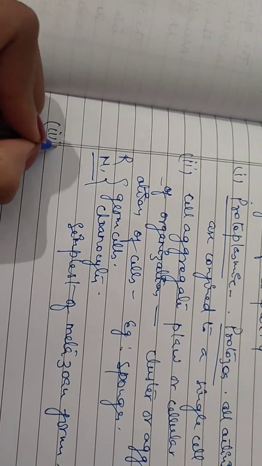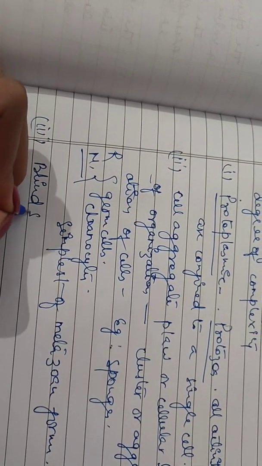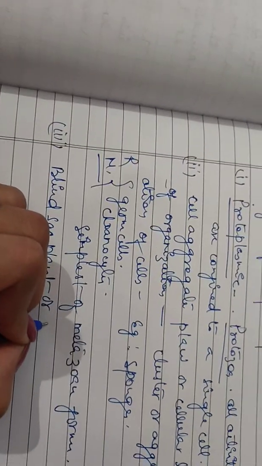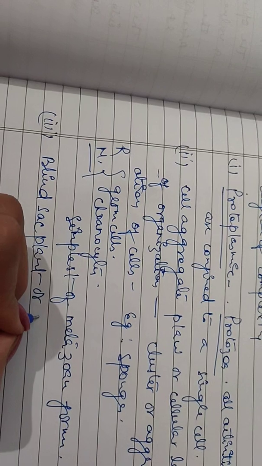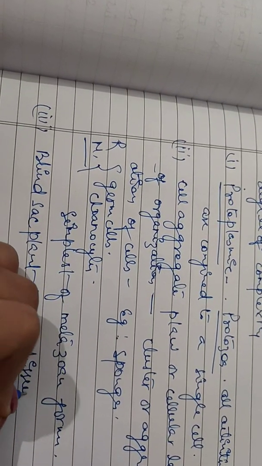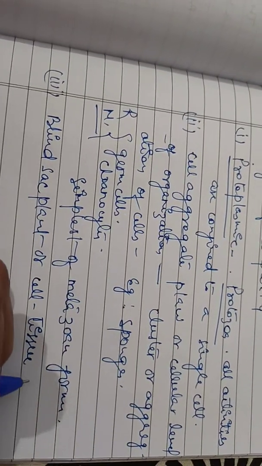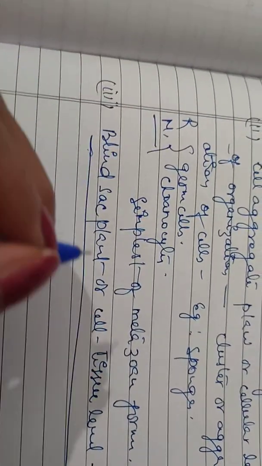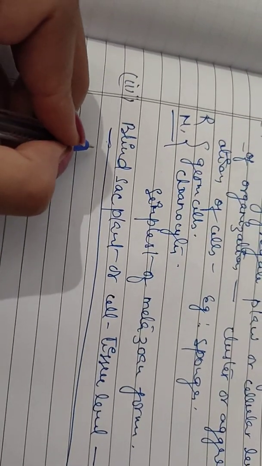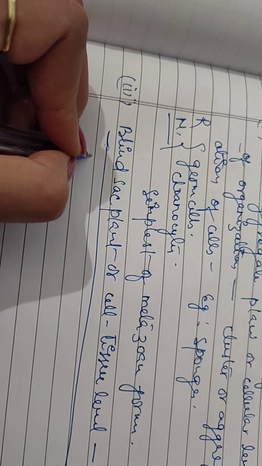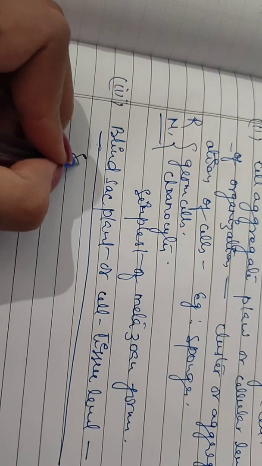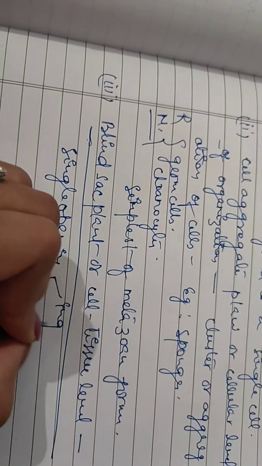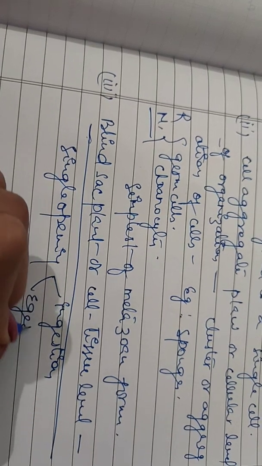Then the third one is the blind sac plan, also called the cell tissue level, or simply the tissue level of organization. In this, the single opening functions as both mouth for ingestion and anus for ejection. So there is a single opening for ingestion as well as for ejection.